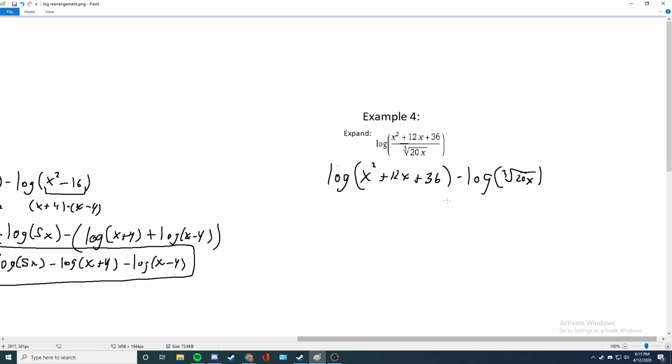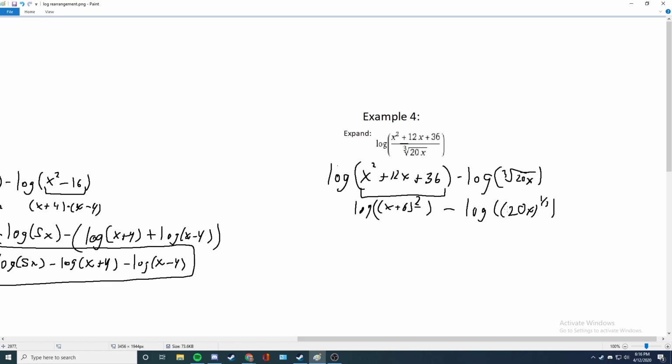So now we want to simplify each term separately. So the inside here, it doesn't look like we can simplify it right away, but this is actually a perfect square trinomial. So we can factor this out into x plus 6 squared. So we've got really log of x plus 6 squared minus the cube root of 20x. Just like the square root, we can turn this cube root into a fraction exponent. So we've got really 20x to the 1/3 power.